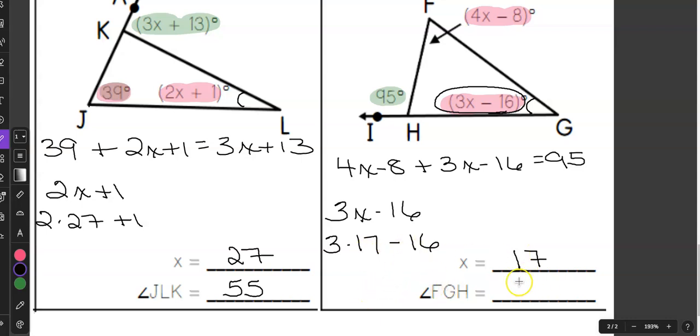Yes, sorry, you are correct. So FGH is 35 degrees.